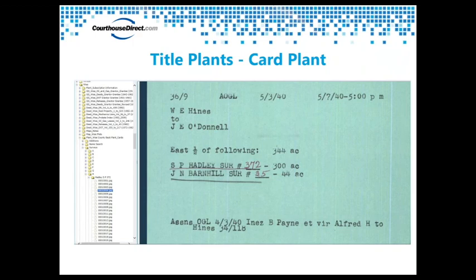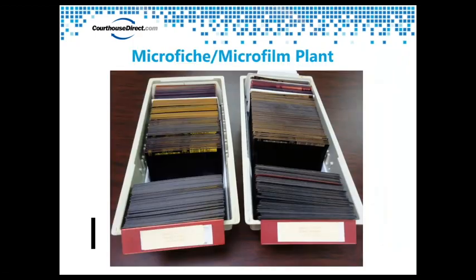So again, that's a card plant, but we also scan other types of mediums. So if it's on microfilm or microfiche, in this case, we're looking at microfiche cards. In fact, this was our original Grantor Grantee index cards that we created here, but I just wanted to show you that microfiche is something that we also are able to scan and then take that information and put it in electronic format so you don't have to mess with the cards anymore.